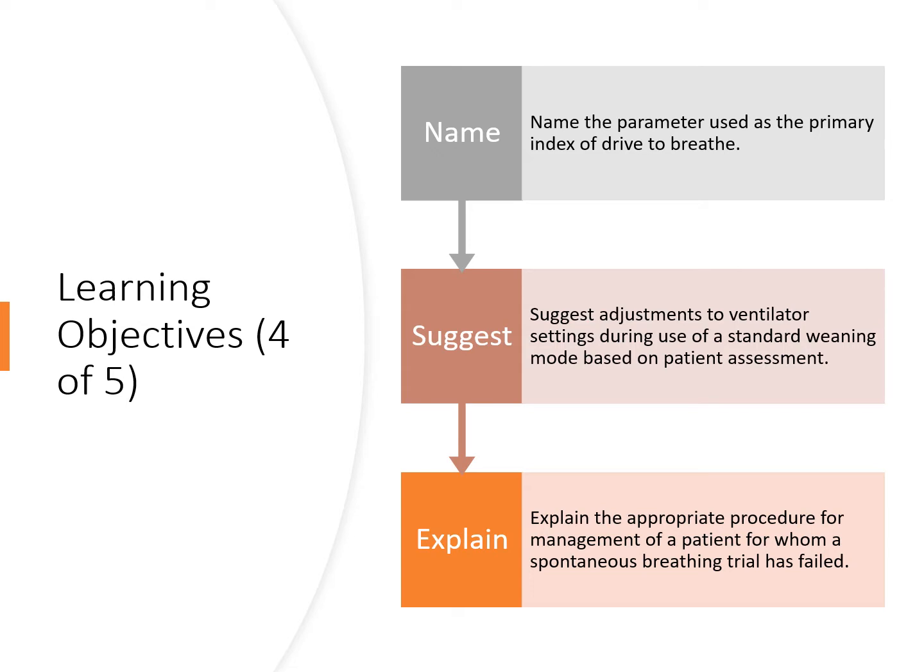Name the appropriate parameter for the primary index to drive to breathe. We'll talk about that. Even suggesting different ventilator settings that will help these patients, and even explaining the procedure for how you manage a patient when they fail a spontaneous breathing trial. So that's something we don't really talk about too much, but here we'll try to address it.